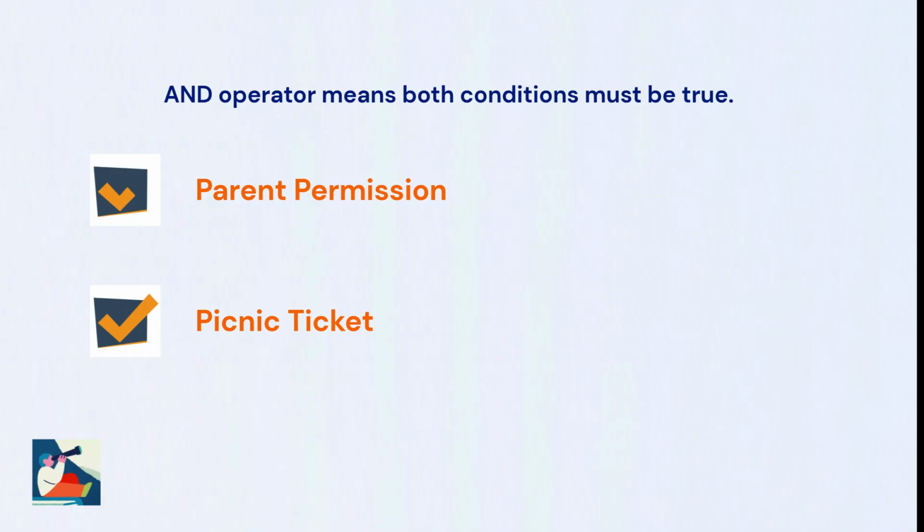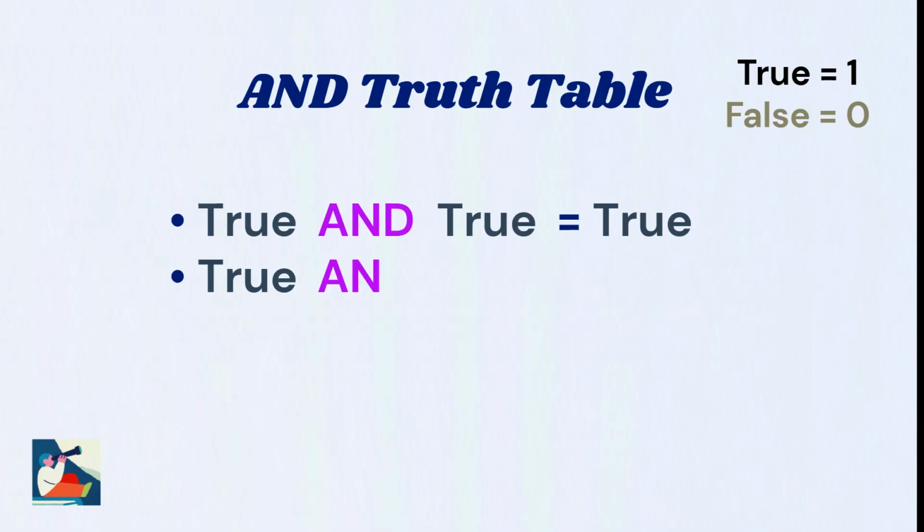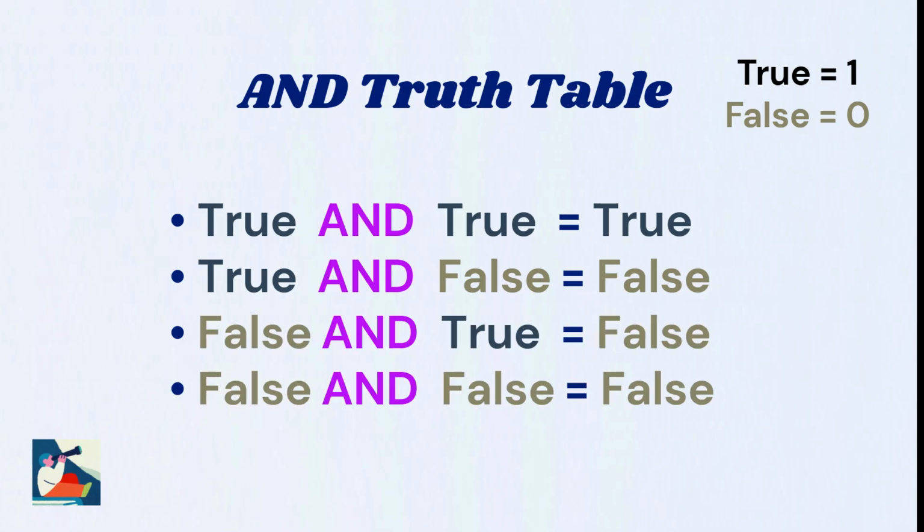The important rule is, both conditions must be true. In many programming languages, and is written as 2 ampersands. For example, hasPermission && hasTicket. This means you must have permission and a ticket. Let's look at a truth table. It makes it easy to get how conditional statements, if/else, resolve based on combinations of true or false inputs.